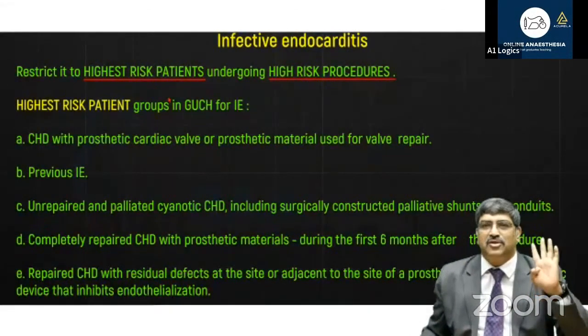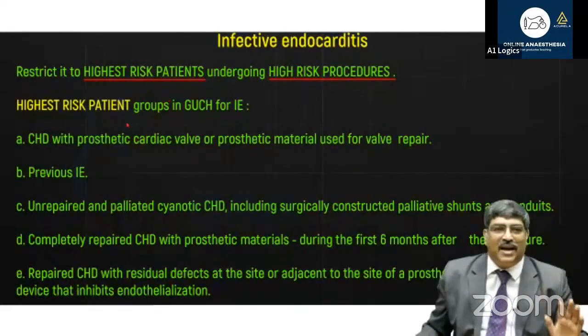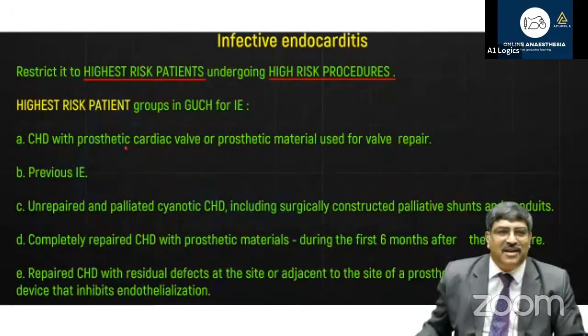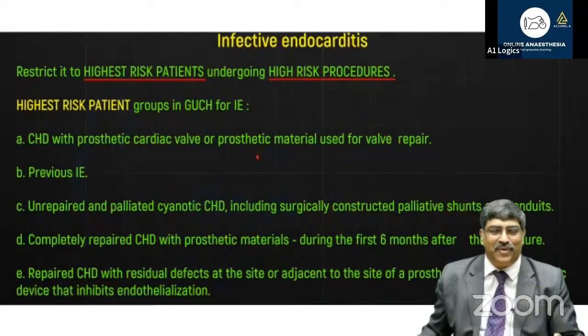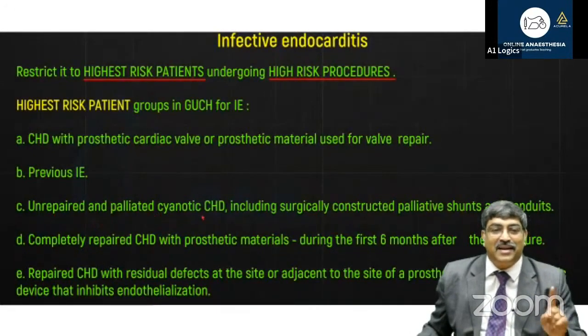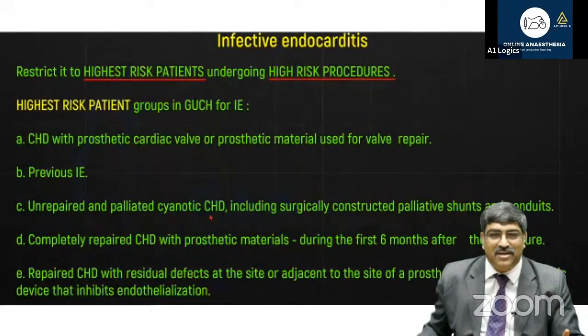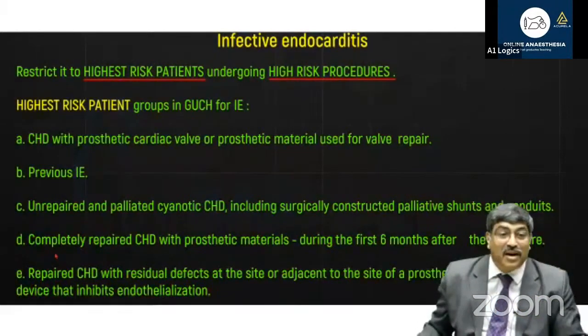You have to understand this is the 2014 guidelines, and the highest risk, who are the highest risk? Congenital heart disease with a prosthetic cardiac valve or a prosthetic material used for valve repair, and a patient who has a history of previous endocarditis. Unrepaired and palliated cyanotic congenital heart disease, including surgically constructed palliative shunts and conduits.